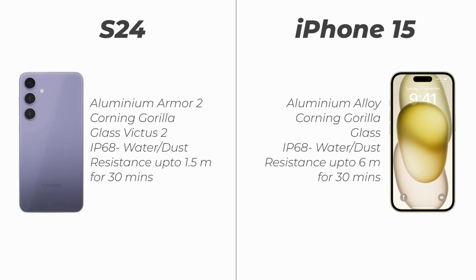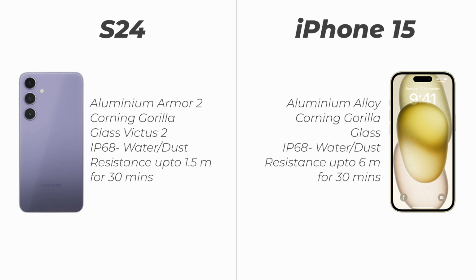Well, starting with the body and build of both the phones, Samsung S24 का जो body है that is made up of aluminum armor to with drop and scratch resistance protection. Front and back of the phone is protected with Corning Gorilla Glass Victus 2. ये जो फ़ोन है ये IP68 water and dust resistance है up to 1.5 meters for 30 minutes.